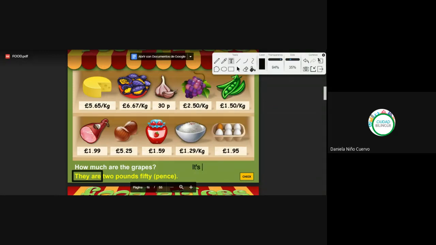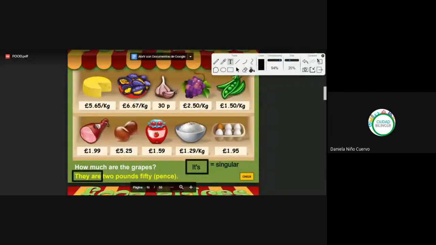It's es para los alimentos en singular. ¿Ok? It's para alimentos en singular. They are la respuesta para los alimentos en plural. So that is the difference, the other difference. Esta es la otra diferencia. No solo en la pregunta, sino también en la respuesta.